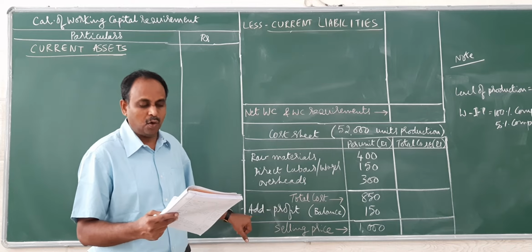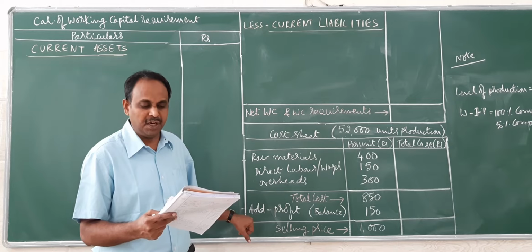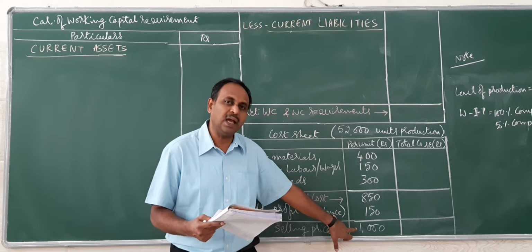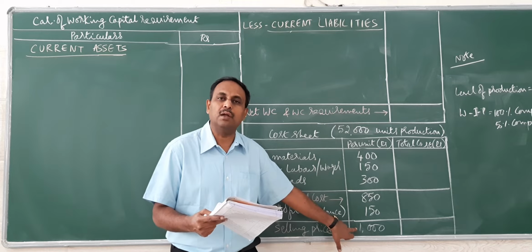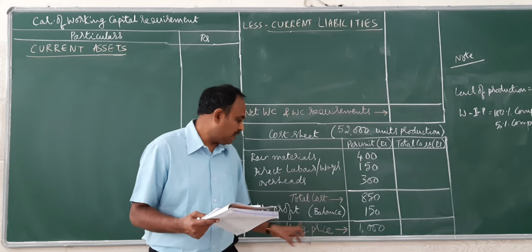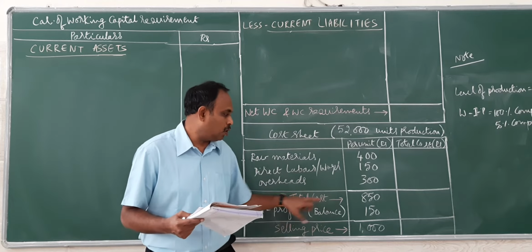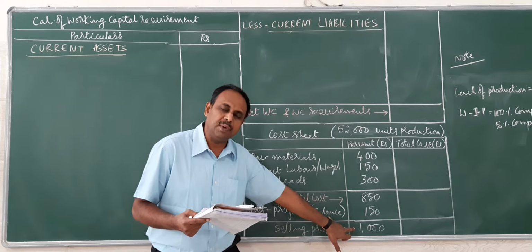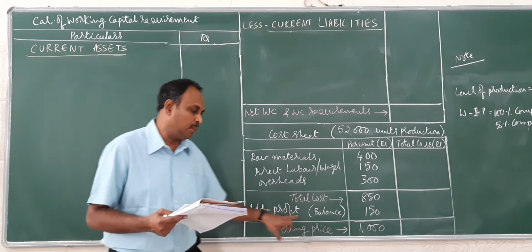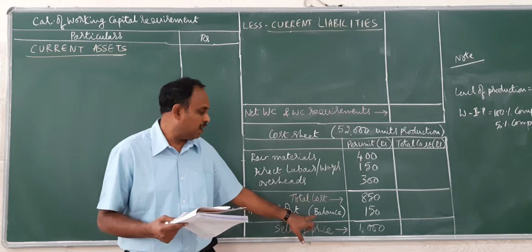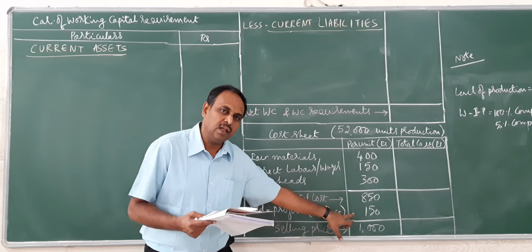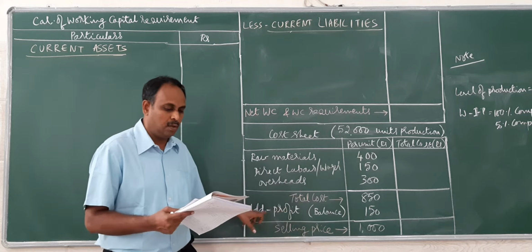In the next line you are going to have additional information. The first one is selling price, rupees 1000 per unit. So it is given separately. I have written 1000 rupees for selling price and the total cost is 850. The difference between rupees 1000 and 850 is 150 rupees, that is profit. I have written it as balance.